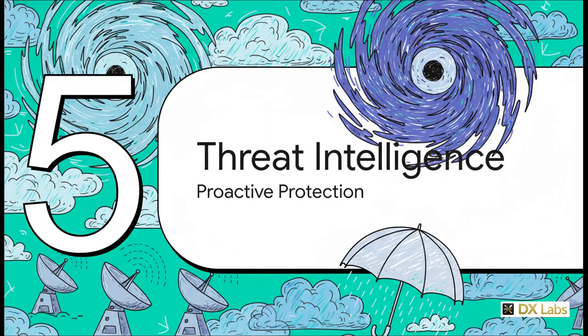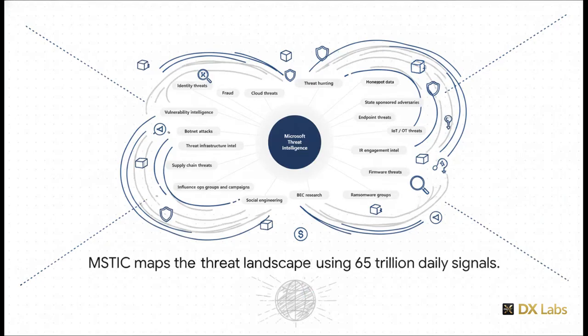Finally, Section 5, Threat Intelligence and Proactive Protection. This entire concept is a lot like advanced weather forecasting. It's not just about having an umbrella to stop the rain today. It's about analyzing atmospheric data to anticipate a massive hurricane days before it ever even forms. All of this predictive power comes from the Microsoft Threat Intelligence Center, or MSTIC, ecosystem.